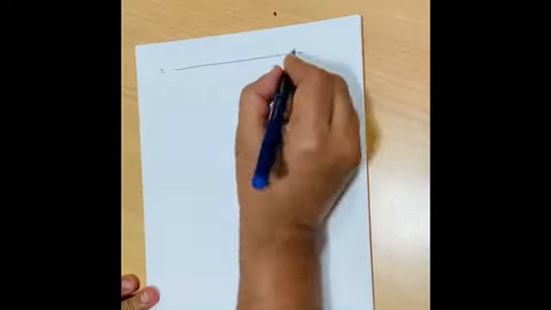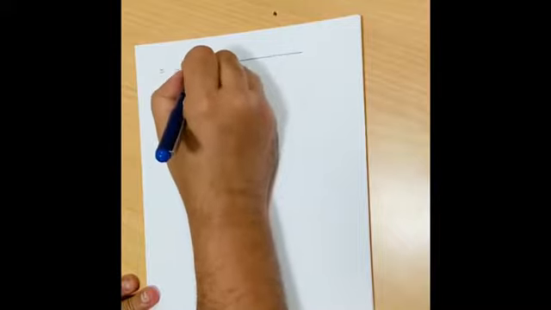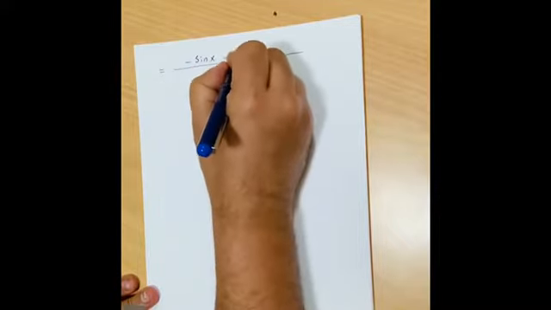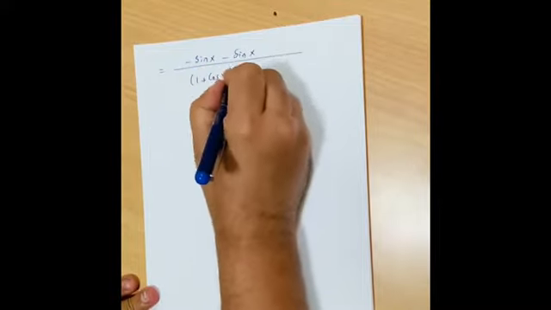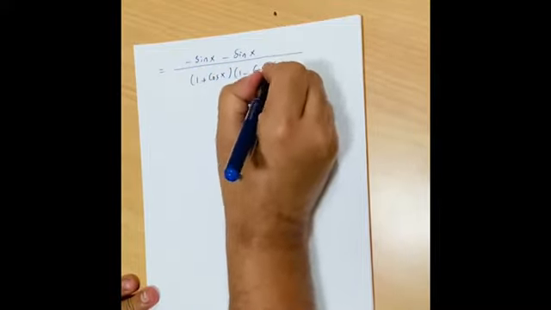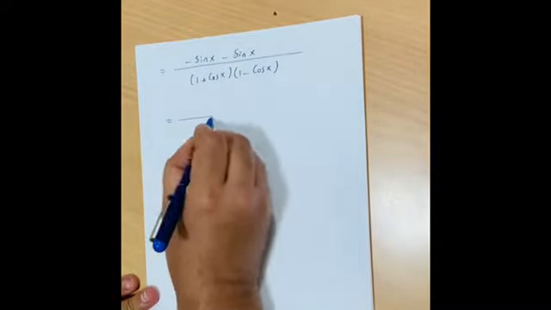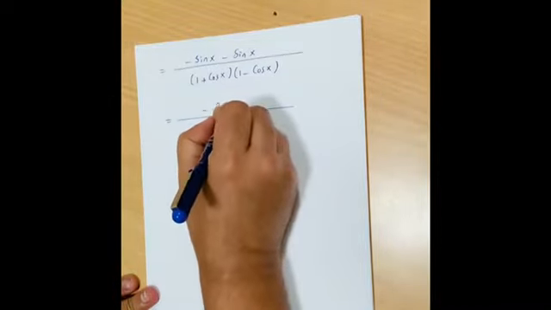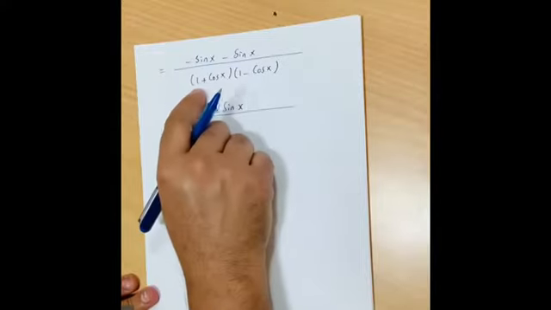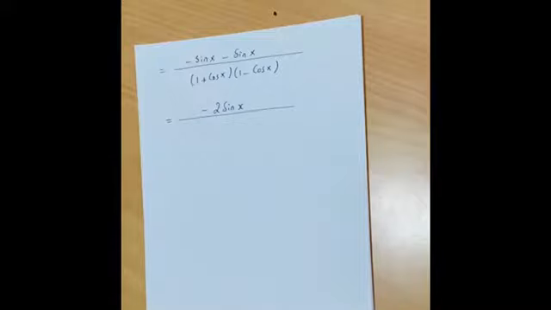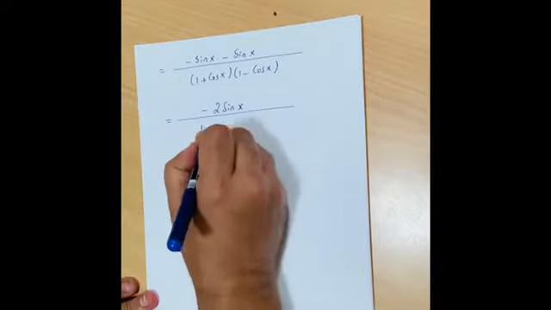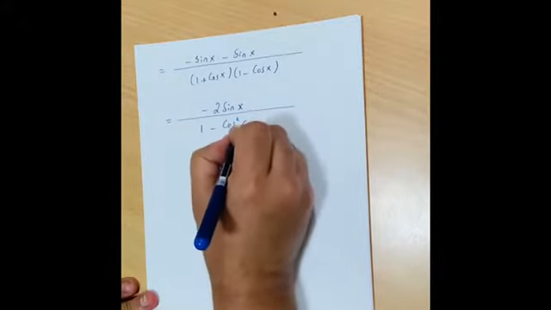Then you will have negative sine x minus sine x over the denominator 1 plus cosine and 1 minus cosine. Negative sine and negative sine is negative 2 sine x. 1 plus cosine and 1 minus cosine, if we just multiply them, they are a difference of two squares. So you will get 1 minus cosine squared x.